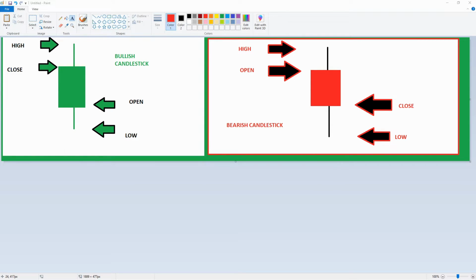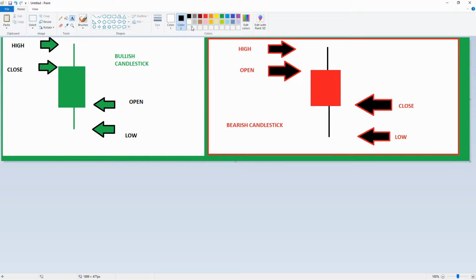On the flip side, we have here a bearish candlestick. You'll notice that these candles are very similar. Okay, the high is still the top wick, the low is still the bottom wick. The only difference besides color between a bearish candlestick and a bullish candlestick is that the open is at the top of the body rather than the bottom, and the close is at the bottom of the body rather than at the top.